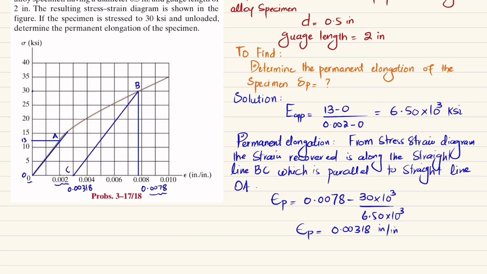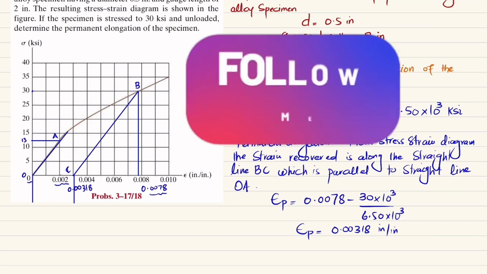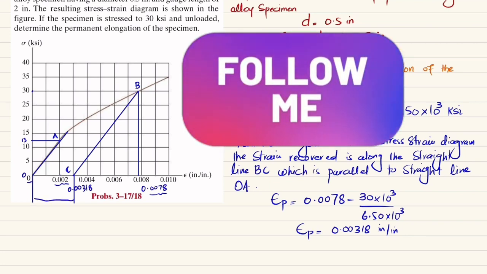This is point C. So this line BC is parallel to the initial line of stress strain diagram, and there will be a permanent strain that will remain in this material. So I will also write it over here that this will be the permanent strain, epsilon P.